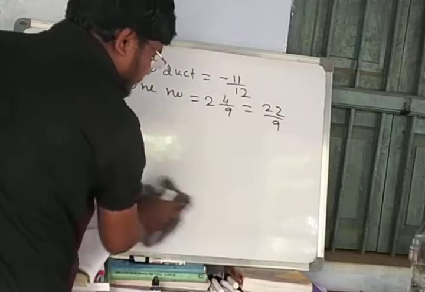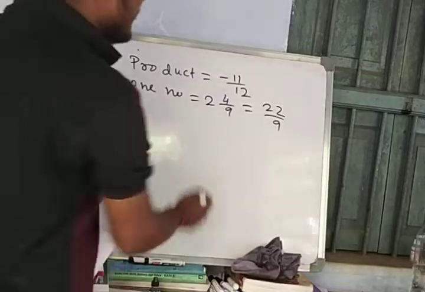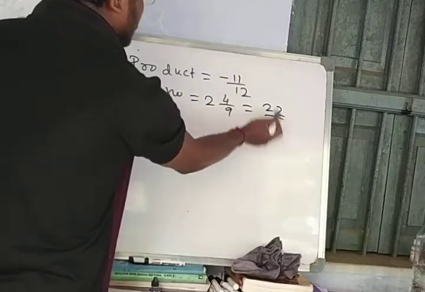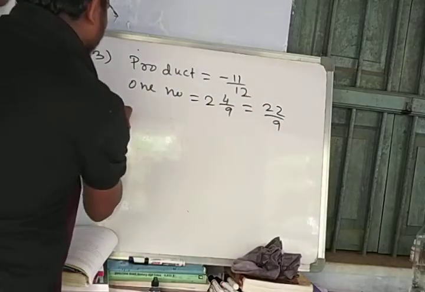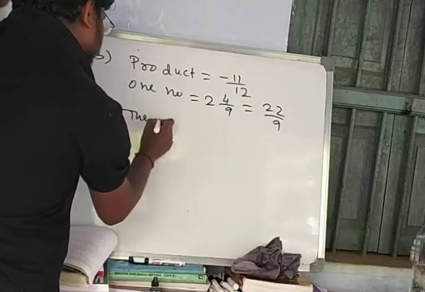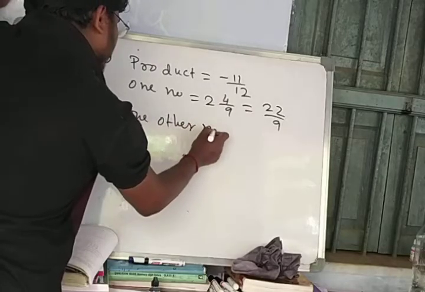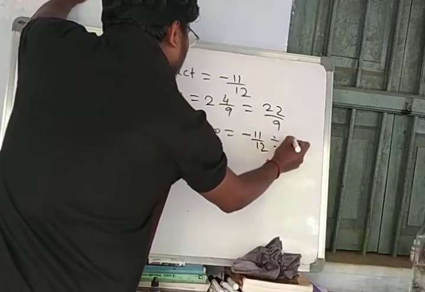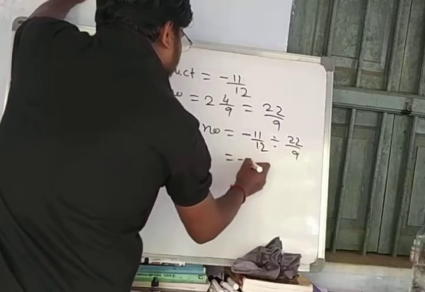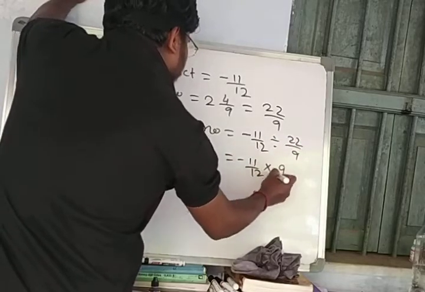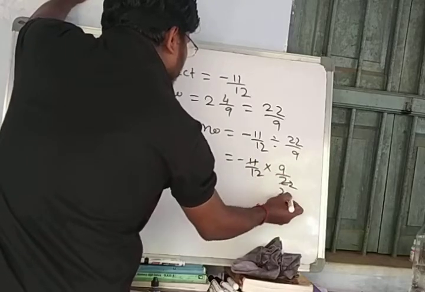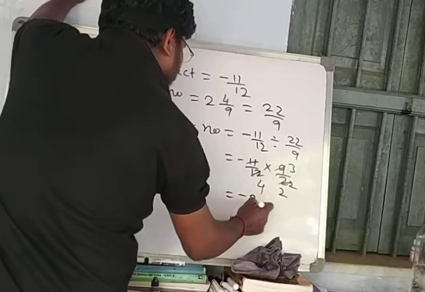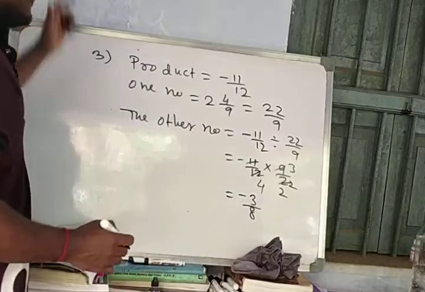If you use algebra, you can take the missing number as x, then x into this equals this, and you know x equals this. x into this means it is multiplied, it will go that side into division form. You can write directly the other number equals product, minus 11 by 12, divided by 22 by 9. That is minus 11 by 12 into 9 by 22. 3 3s are 9, 3 4s are 12. That is minus 3 by 8. This is the other number.